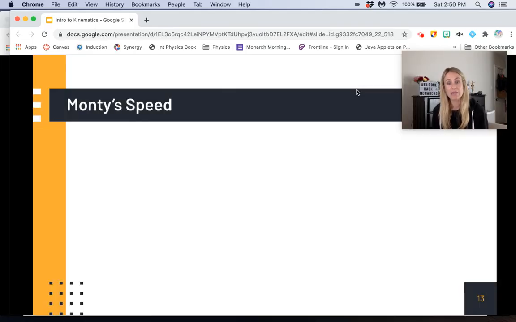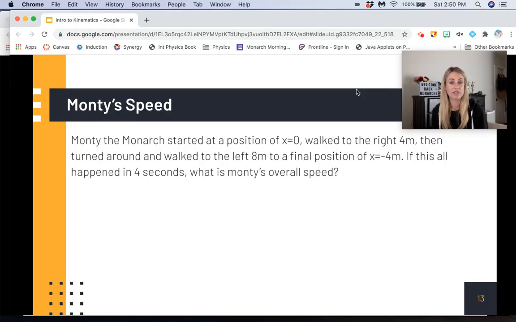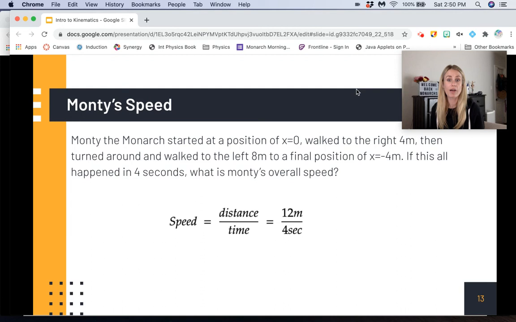Now, if we use the same example, but instead of finding average velocity, we want to find Monty's overall speed. Remember, speed is distance divided by time. So the total distance that Monty travels here, he goes to the right 4 meters, and then he turns around and goes to the left 8 meters. So 4 plus 8 is equal to 12. And then we're going to divide by the total time again, which was 4 seconds. So we get 12 meters divided by 4 seconds, which is a positive 3 meters per second. So notice that this is a positive number because speed, again, is a scalar quantity. It doesn't involve direction. So you're always going to get a positive number for the speed.